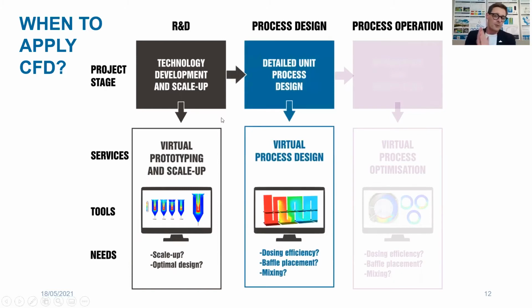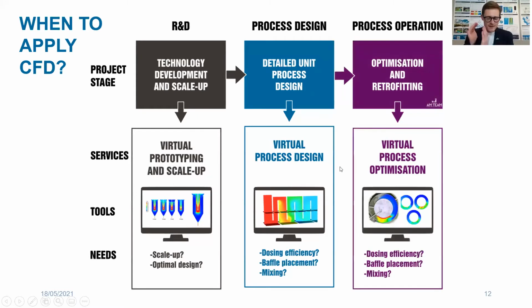If we look at the process design, here we are talking about detailed unit process design. For example, where do you put certain baffles? A baffle wall? How do you configure optimally your inlets, your outlets? Would it make sense to change the bubble size? Should we actually change the filling degree of our fluidized batch reactor? There are many, many possible questions here. So it's all about dosing efficiency, baffle placement, mixing, system performance.